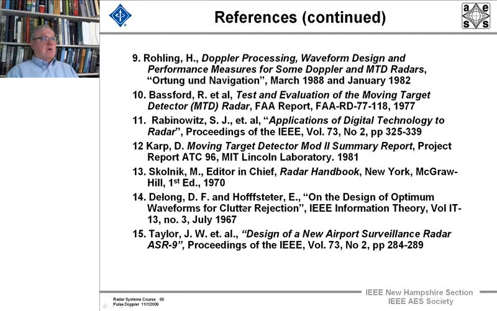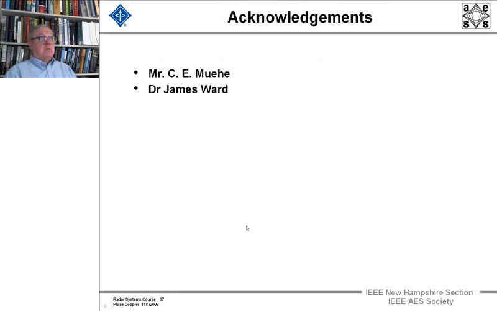And here's that paper by Hofstetter and DeLong that was in the Information Theory Transactions. And they referenced the paper by Rummler at GE, who were co-inventors. And here's a great paper that's in the Proceedings of the IEEE, Volume 73, Number 2, that John Taylor et al. from Westinghouse, which is now Northrop Grumman, gave a very good description of the implementation of the ASR-9, which the FAA calls the gold standard for air traffic control radars.